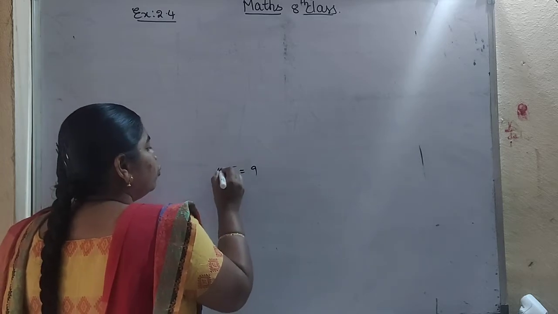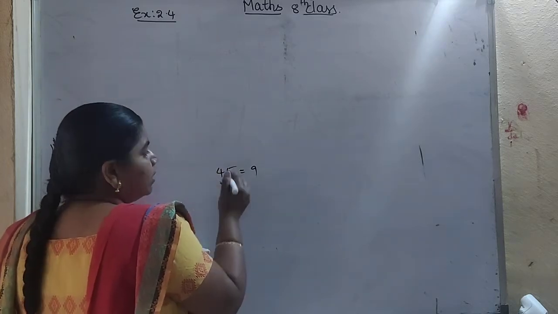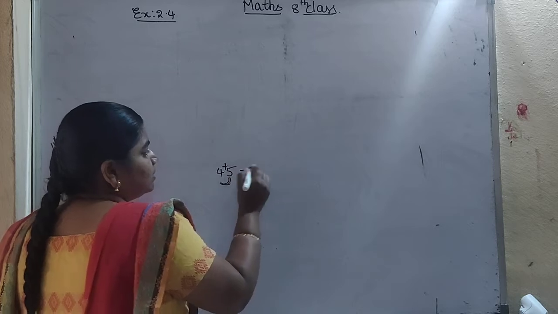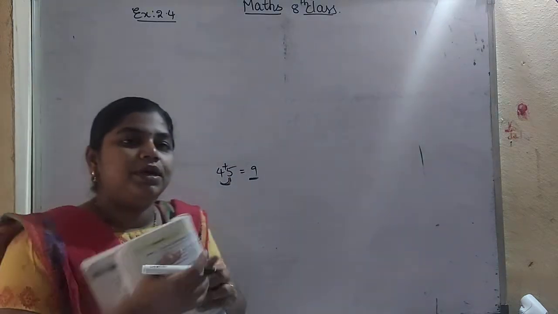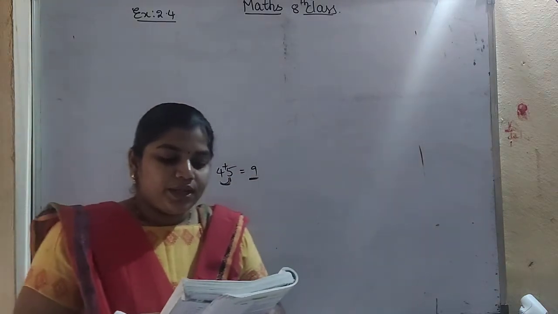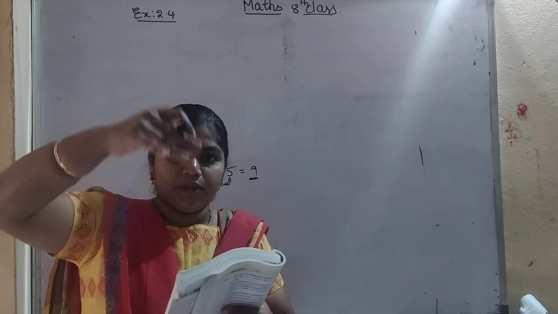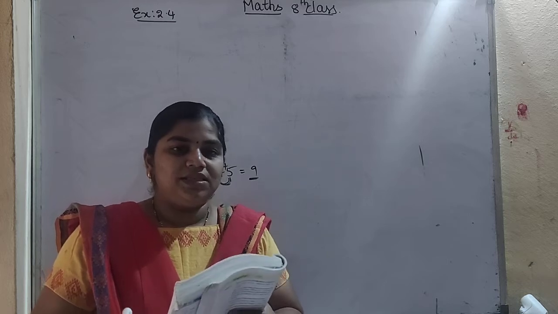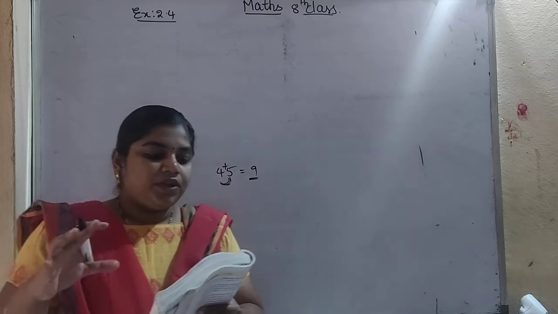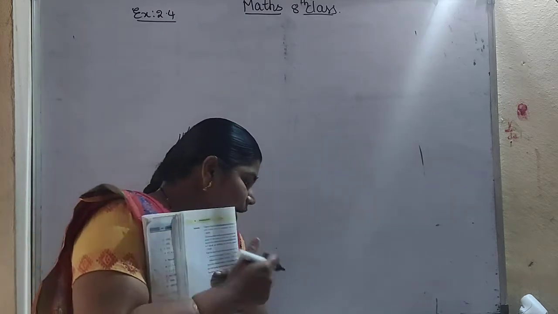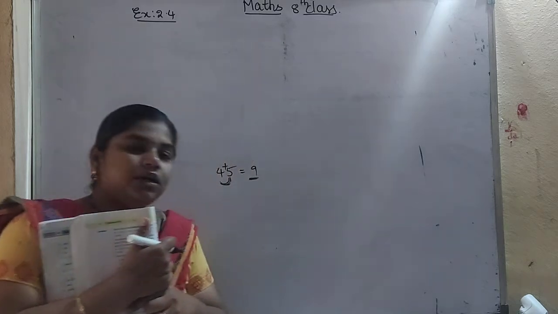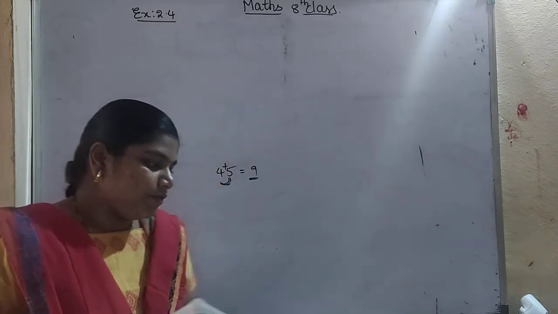If I take here 4, this is a 2-digit number. If I add these two numbers, the result will be 9, it seems. The sum will be equal to 9. So if 27 is subtracted from the number, if you are subtracting 27 from the original number, its digits are reversed. So find the number. So we have to find the number now. Okay, so what is that number we have to find?